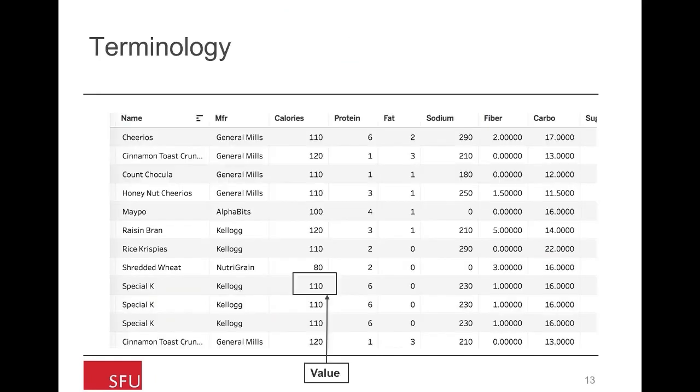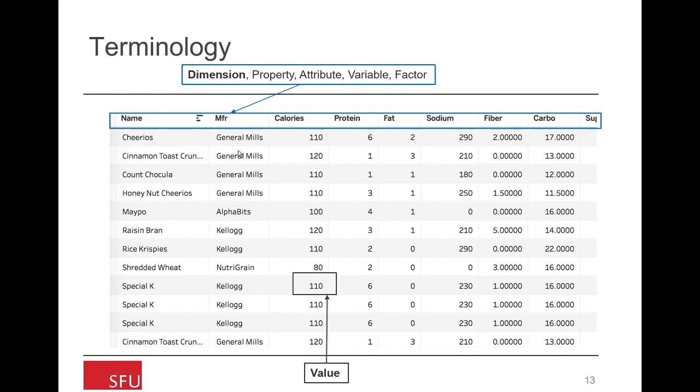Here's an example of the cereals data set that's available online. We can see here that this is a table in which there are a number of columns. This column here is the name column, the manufacturer column, calories, protein, fat, sodium, fiber, carbs, sugar, and the rest of it is cut off. What we're doing now is simply highlighting the elements of this table and putting names to the kind of thing that highlighted element is. So this box around the 110, this is a value. And the table has lots and lots of values, as you might imagine.